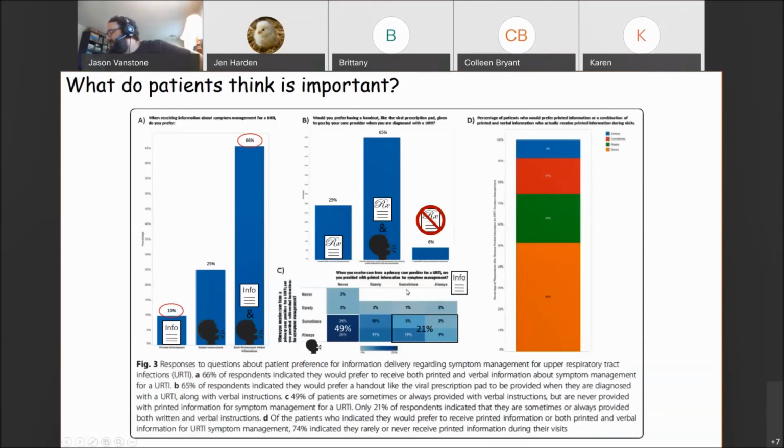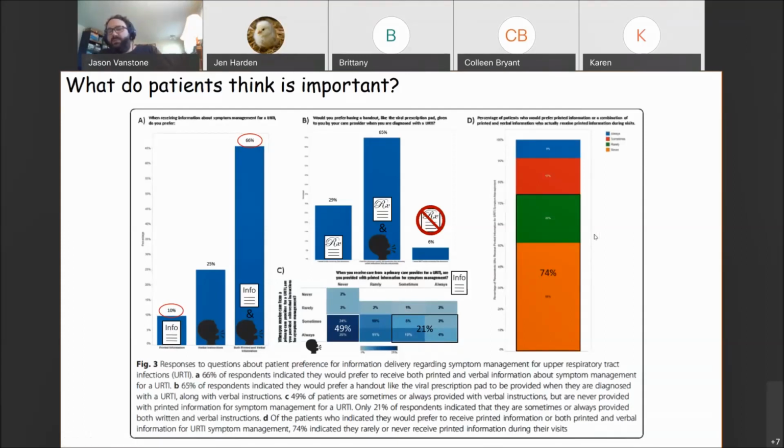And so the last piece is this, when we take a look at the percentage of patients who said they would prefer printed information or a combination of printed and verbal information. If you look back at A, that's that 66% who said they would prefer both, and the 10% who said, yeah, I would like printed information. So of those people, 74% rarely or never actually receive printed information during their visits. So this is kind of where this got interesting for me.